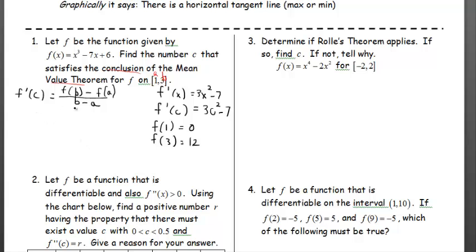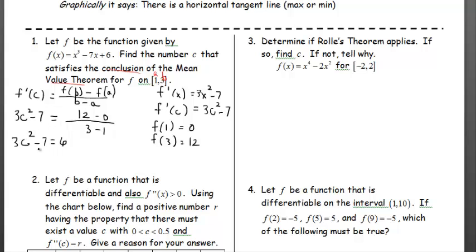Okay, so let's come back over here and put in all the necessary information. So the derivative evaluated at c is represented by the expression 3c squared minus 7 equals, okay, we've got two y values to subtract over the difference of the two x values. So 12 minus 0 over 3 minus 1. All right, 12 over 2 is 6.